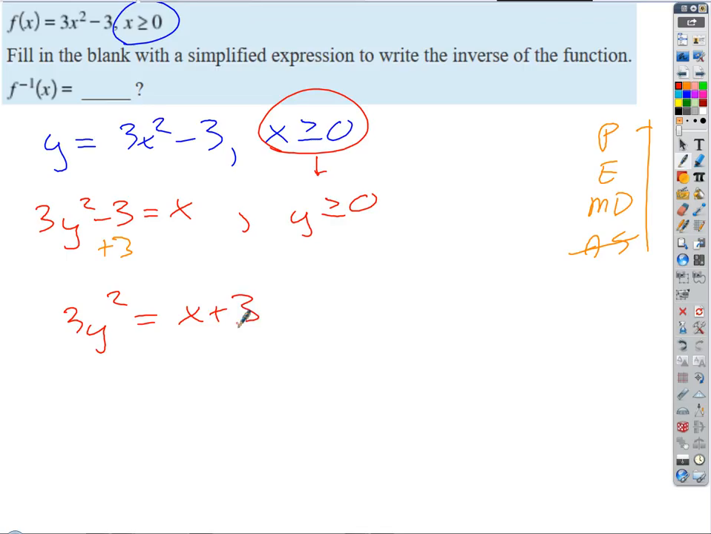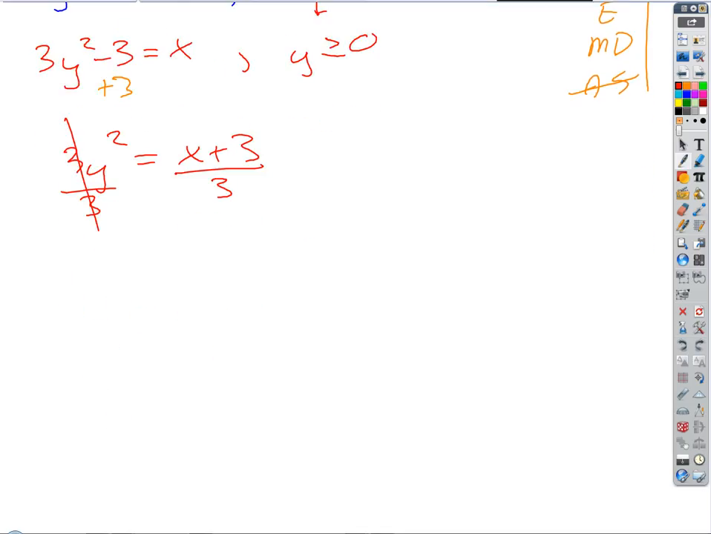What's next? Multiply, divide. What do I have to multiply or divide here? Divide by 3. And when I divide by 3, I'm dividing the whole side by 3, aren't I? Okay, good. And so then we end up with y squared equals x plus 3 over 3. Whenever I have a common denominator, I can split that into both fractions. So I could write that as x over 3 plus 3 over 3, which is what? 1.